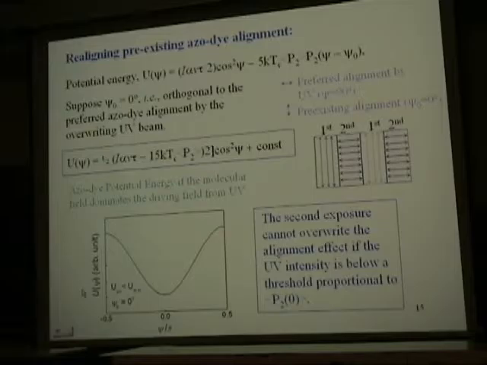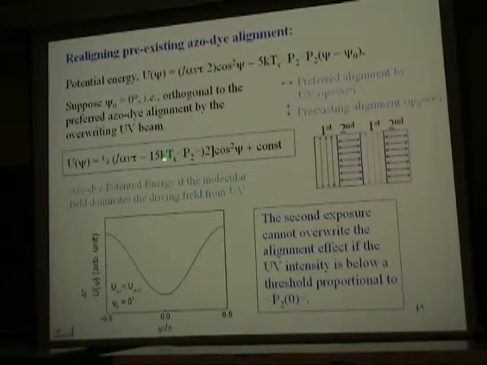During the second exposure, there is pre-existing alignment in the azo dye produced by the first exposure. However, this alignment direction is perpendicular to the preferred alignment direction according to the UV excitation. Now, because in this formulation the preferred alignment direction is by default 90 degrees, to be consistent, we should set psi 0 to be 0 in this potential. If you do that, you will find that the potential can be rewritten into this form.